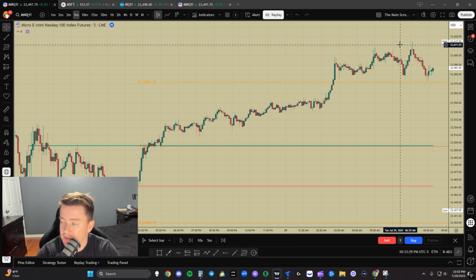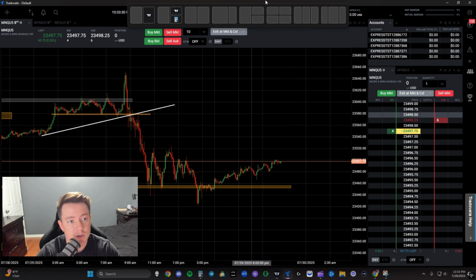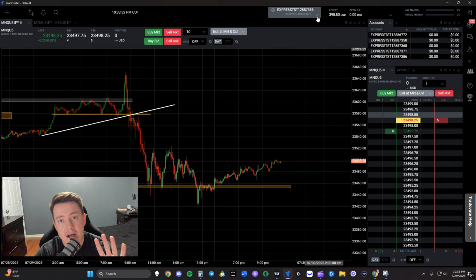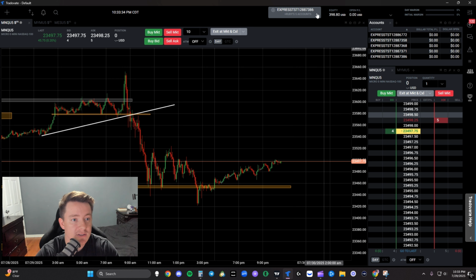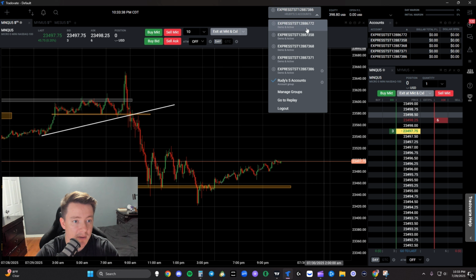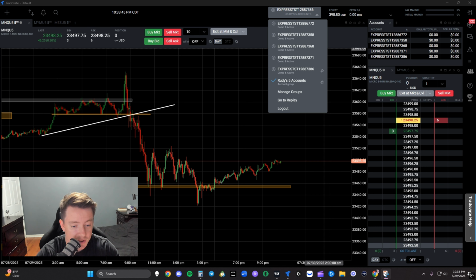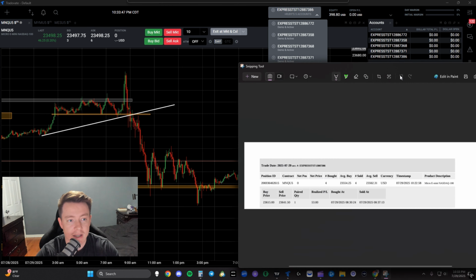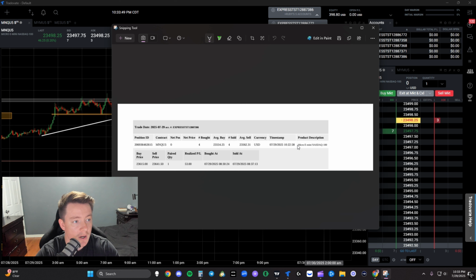So, for transparency purposes, first, I want to show you that this is on 5 funded accounts. As you can see here, I've got all my accounts, Rudy's 5 accounts. If I hit this drop down menu, 1, 2, 3, 4, 5 funded accounts. And then for more transparency, I went ahead and took a screenshot of my actual stats for the day.